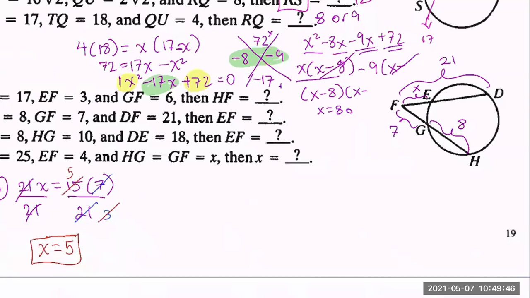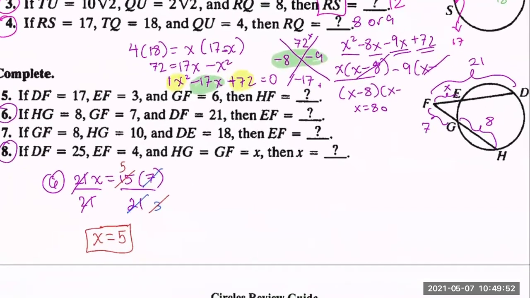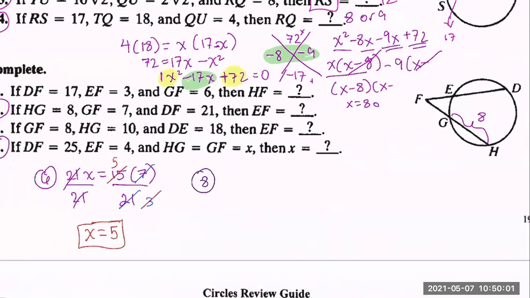And I'm pretty sure there's a question like this on your test, you guys, and that's the last question we're on here, number 8. And I'm curious to see how you guys do with this now, just setting up the problem. So number 8, I'm going to erase what I have here so I can label it for you guys. And you have DF is 25, EF is 4, and then HG and GF are both X. Sorry, you can't read that one, but that's 4.